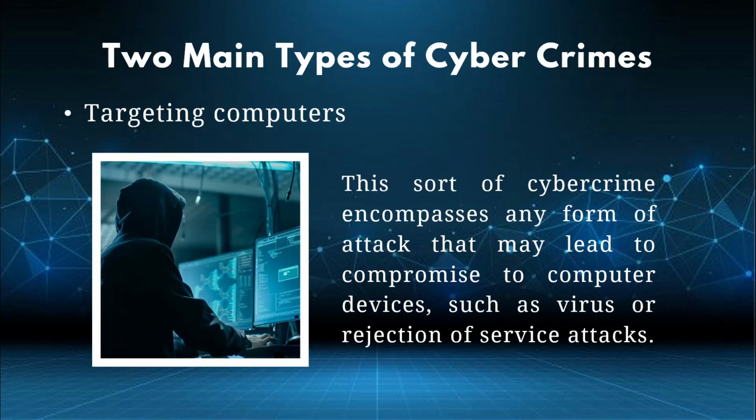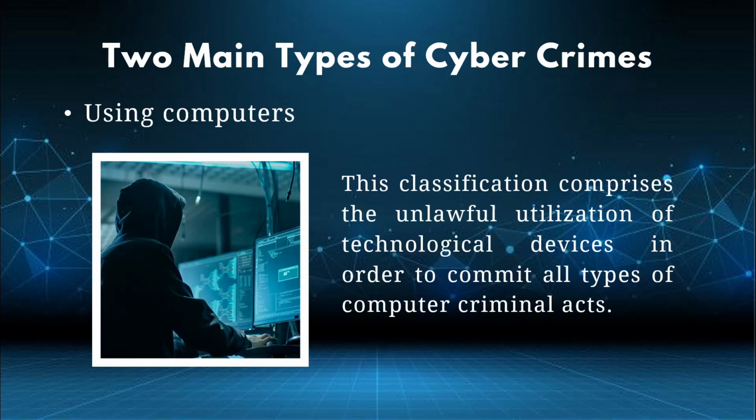Two main types of cybercrime. Targeting computers: this sort of cybercrime encompasses any form of attack that may lead to the compromise of computer devices, such as viruses or denial of service attacks. Using computers: this classification comprises the unlawful utilization of technological devices in order to commit all types of criminal acts.